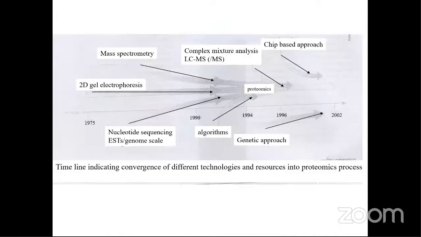Okay. So if you look at the timeline, as I said, as the instrumentation for proteomics developed, the research in proteomics also went hand in hand. So if you look at 2D gel electrophoresis, which happened later of 1990, mass spec, which came much later, okay? And then we have the LC-MS, then chip-based assay, and then we have the various algorithms, because proteomics or getting the sequence of the proteins is not just instrumentation, but a lot of software, algorithms, and analysis go hand in hand.